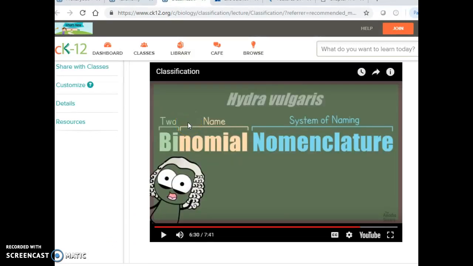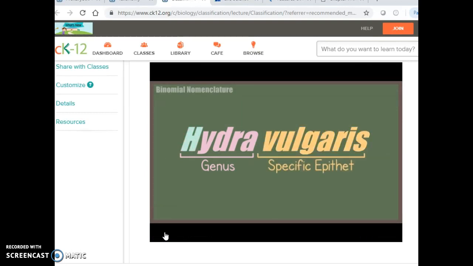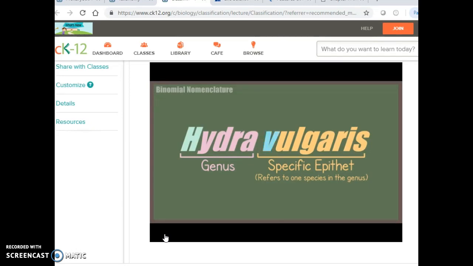So when we are naming, we have to name in the system of naming nomenclature, and we know that it is binomial. And so it's a binomial system. That's its genus. It's written with a capital letter at the start, and it's written in italics. See the second name? That's its specific epithet, which is a fancy way of saying that it refers to one species in the genus. It has a lowercase letter, and it's also written in italics.